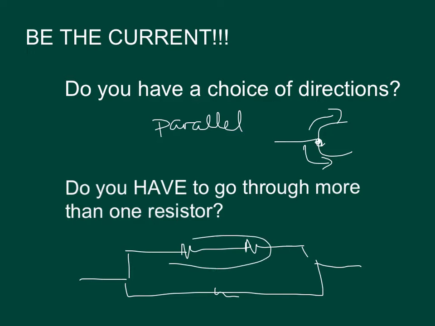Okay, these two, the current in that branch has to go through both of those resistors. So those two are in series. So you want to ask yourself, do I have a choice of directions because I'm the current, or do I have to go through both of these resistors? And that'll tell you if it's in parallel or if it's in series.